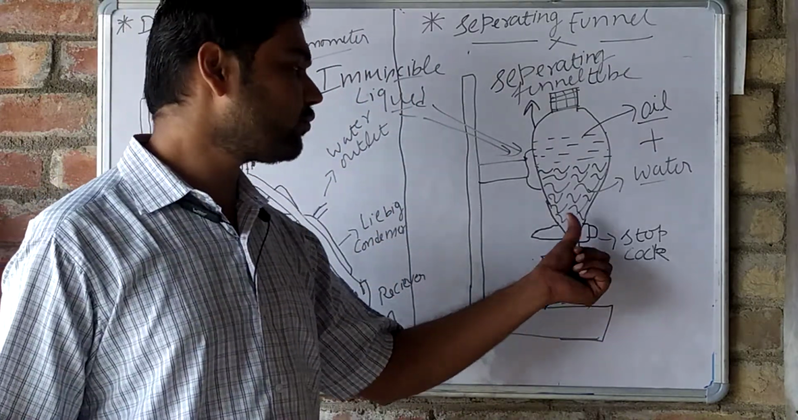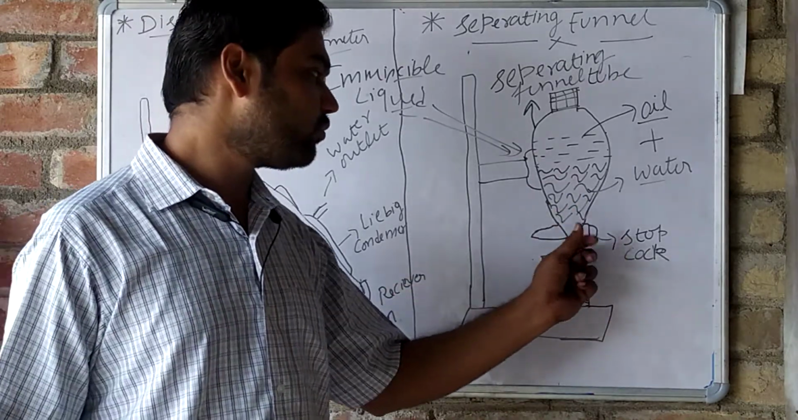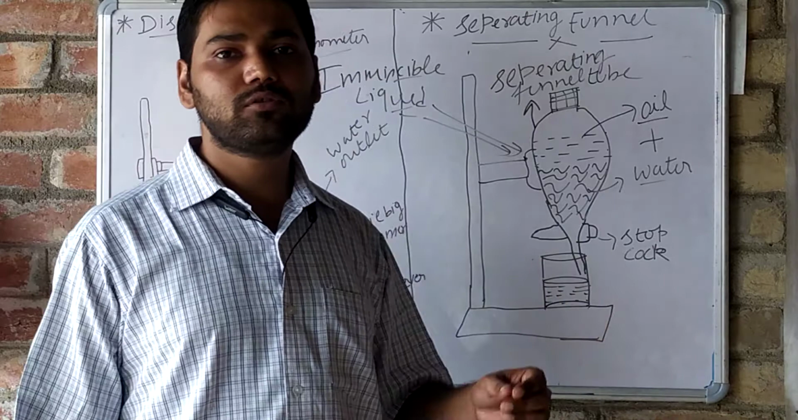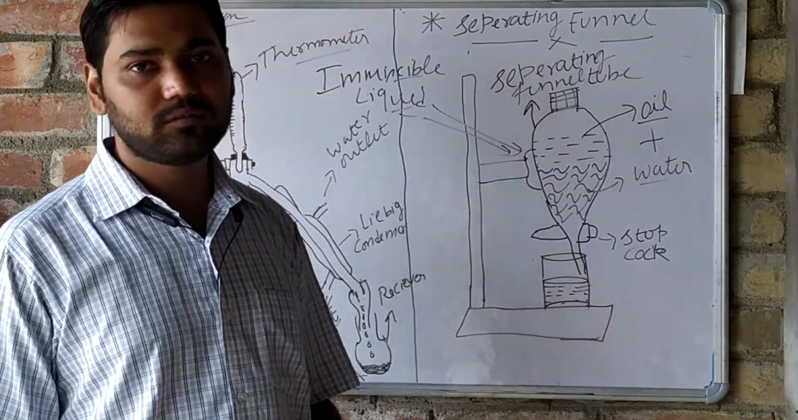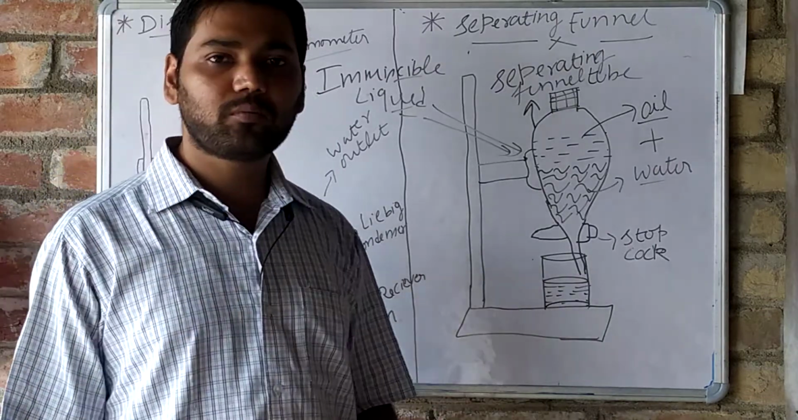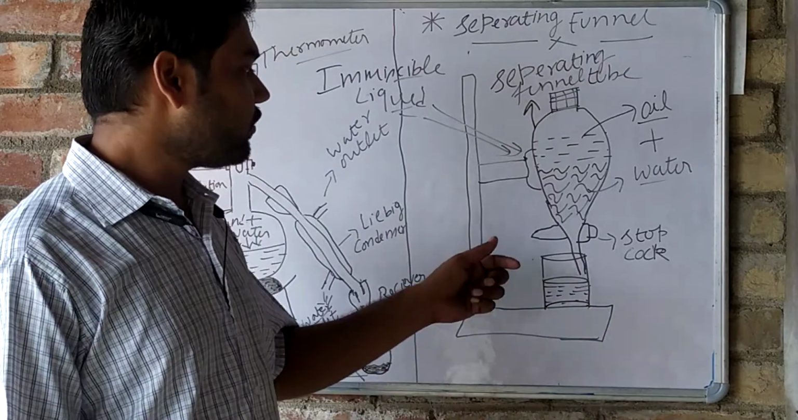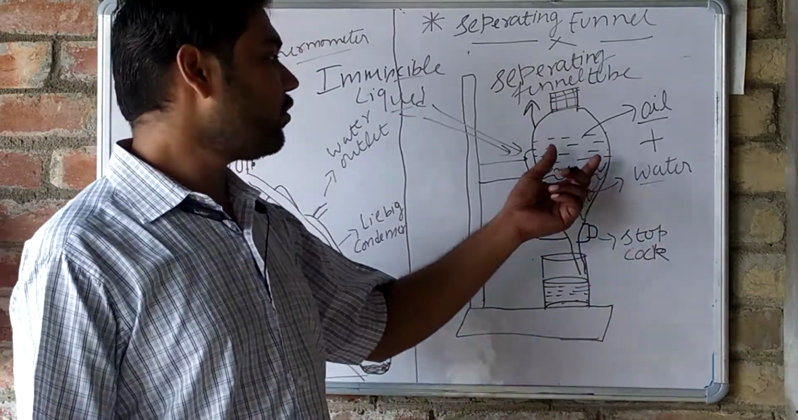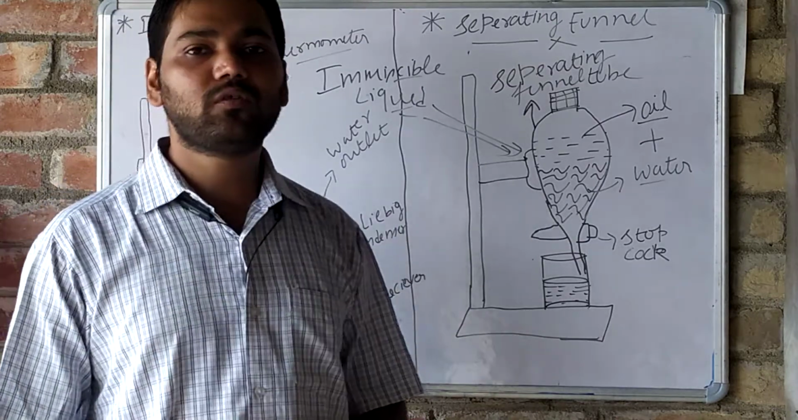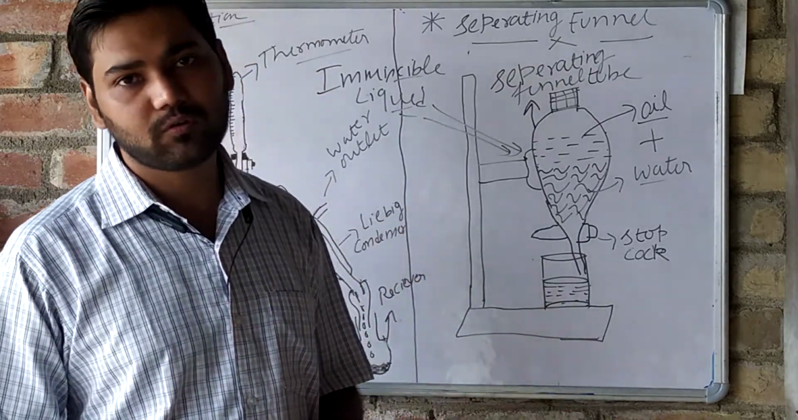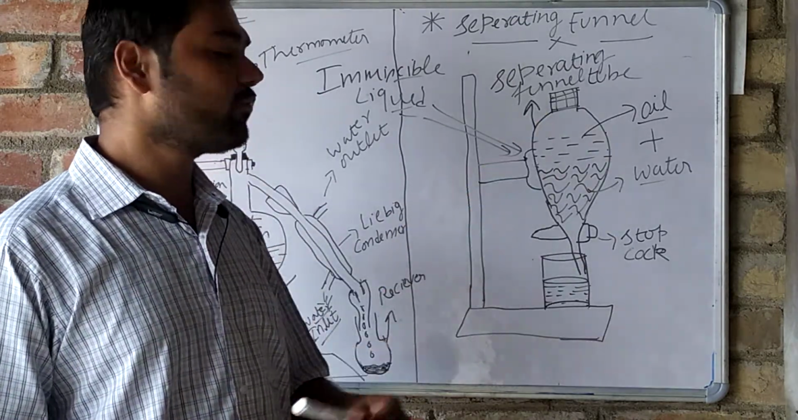We just open the stop cock, and the whole water will be collected in a beaker. As soon as we see that all the water droplets are collected in the beaker, we turn off the stop cock. We replace that beaker, put another beaker over here, and again open the stop cock. Now oil is collected in the other beaker. By this we can separate the liquids from a mixture of two immiscible liquids. So this is the work of a separating funnel.